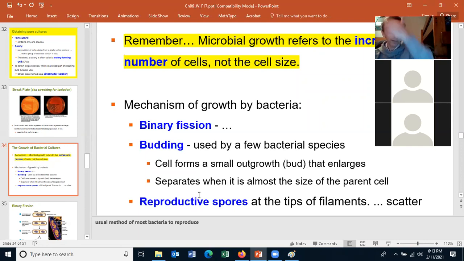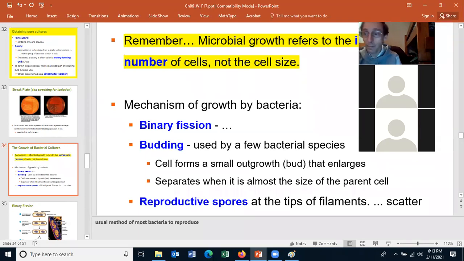There are also a few bacteria species that can reproduce by reproductive spores. Spores are usually at the tip of a filament, and the spores are usually smaller than the parent cell, and there will be 4 or more spores at the tip of a parent cell, and these reproductive spores can break off and go elsewhere and form a colony in another location. So there are a few species that reproduce by reproductive spores.